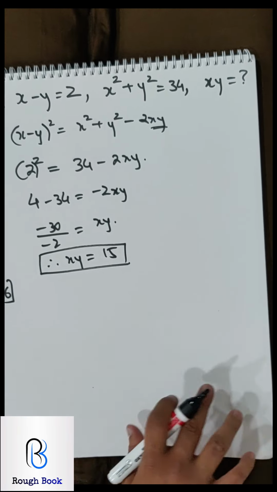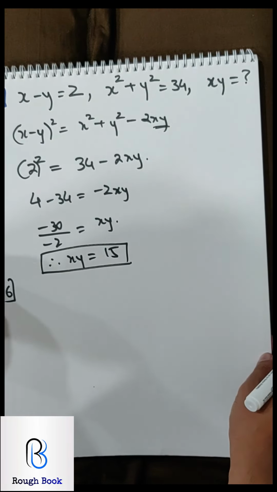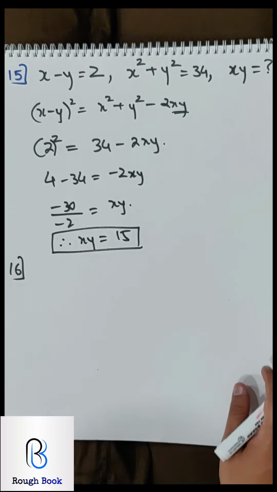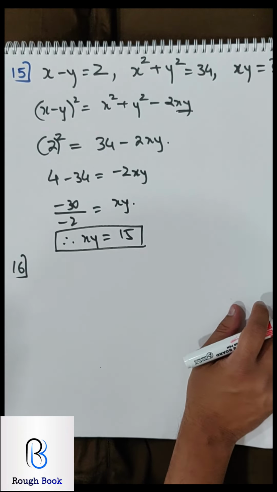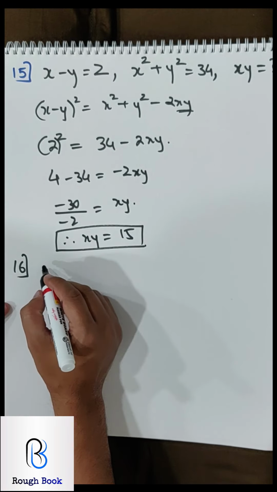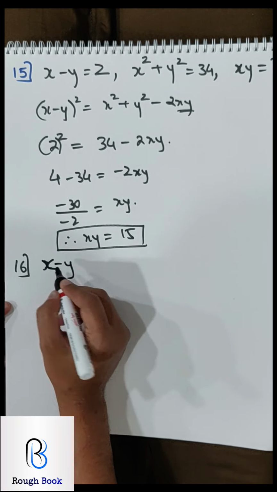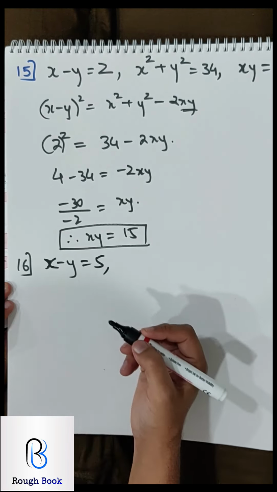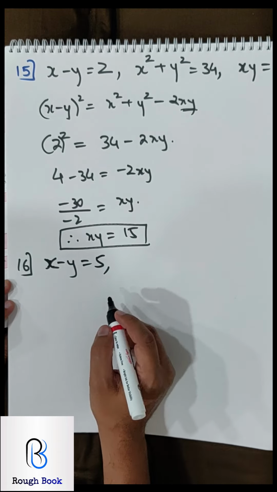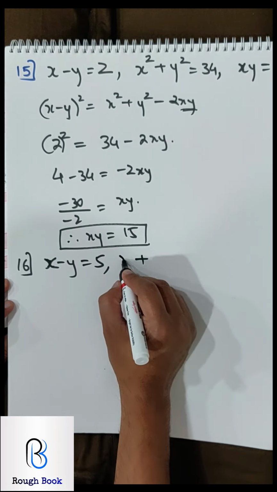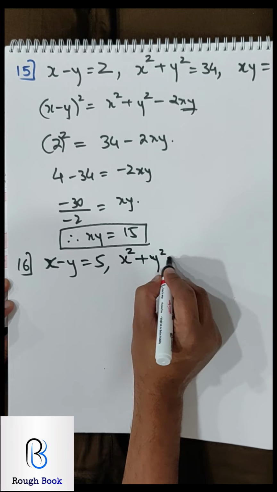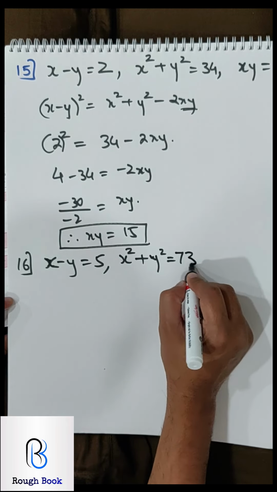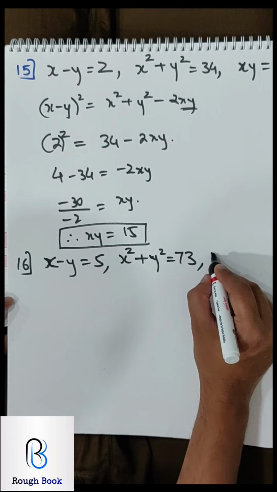Exactly similar is sum number 16. Come on, try it on your own. Again a word problem, 100% you should manage to get. Try. Difference between two positive numbers is 5, and the sum of their squares is 73. Then find the product of these numbers.